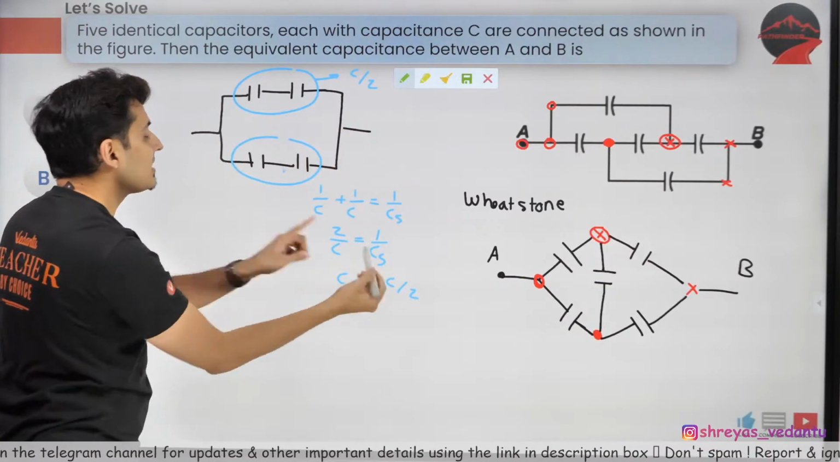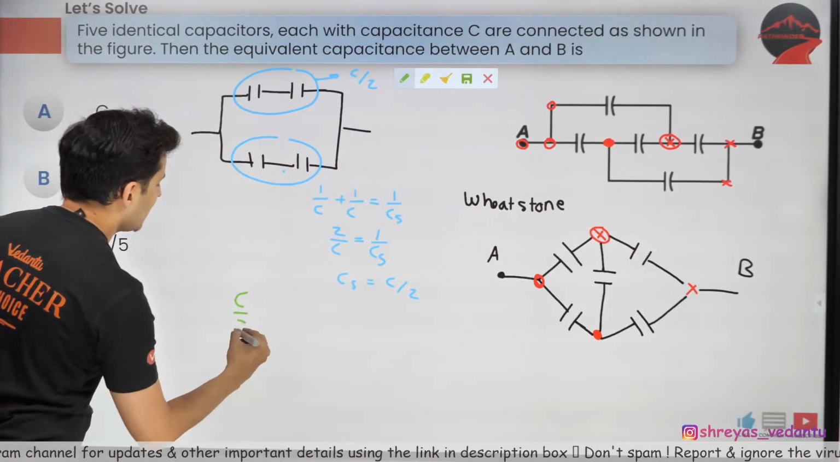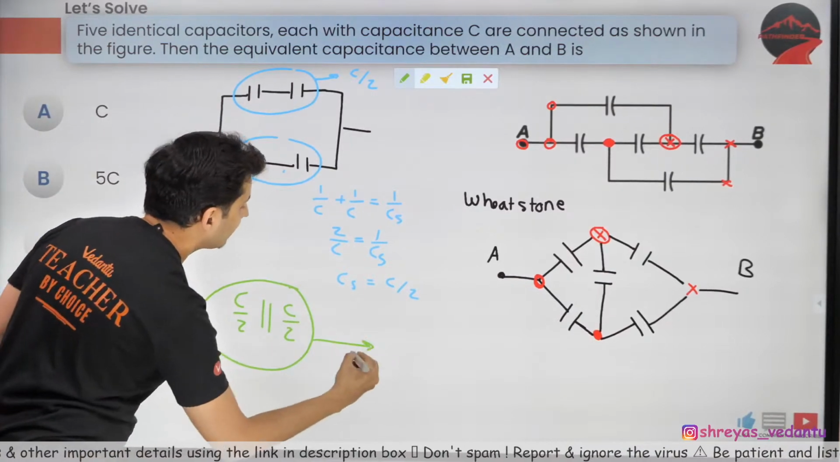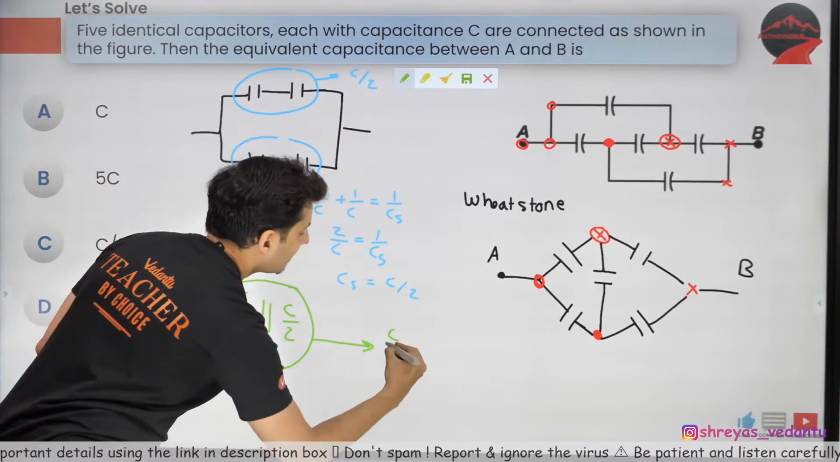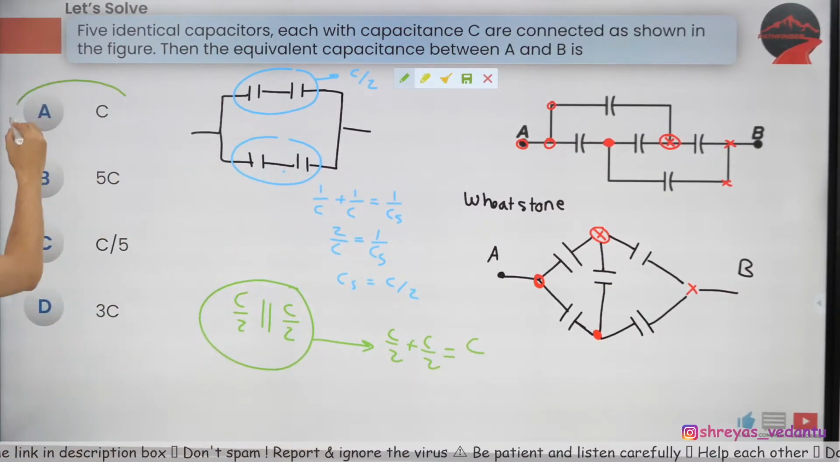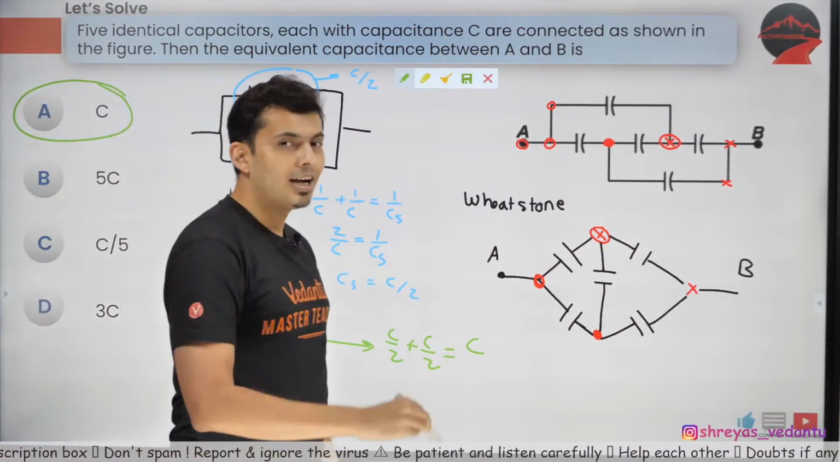Now C by 2 and C by 2 are in parallel. So C by 2 is parallel to C by 2. So what will be the effective capacitance? Add them. C by 2 plus C by 2. That is equal to C. Hence the answer is option A. Done, done.